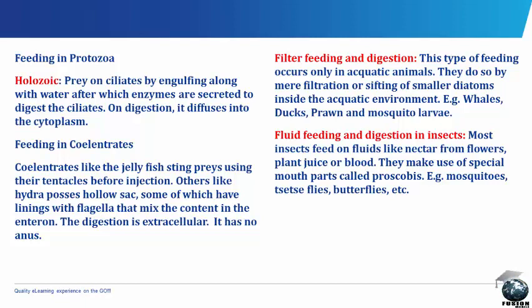Fluid feeding and digestion in insects. Most insects feed on fluids like the nectar from flowers, plant juice, or blood. They make use of special mouth parts like the proboscis. For example, the mosquitoes, the tsetse fly, butterflies, etc.